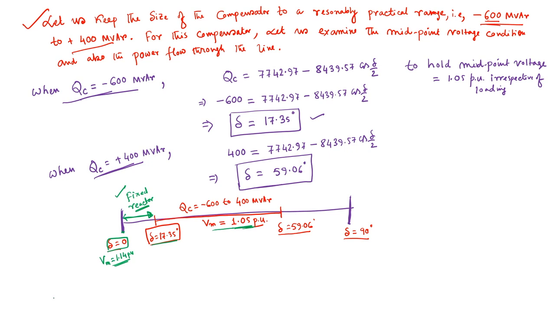Now, during this period of time, when delta varies from 59.06 degree to 90 degree, this compensator will act as a fixed capacitor.